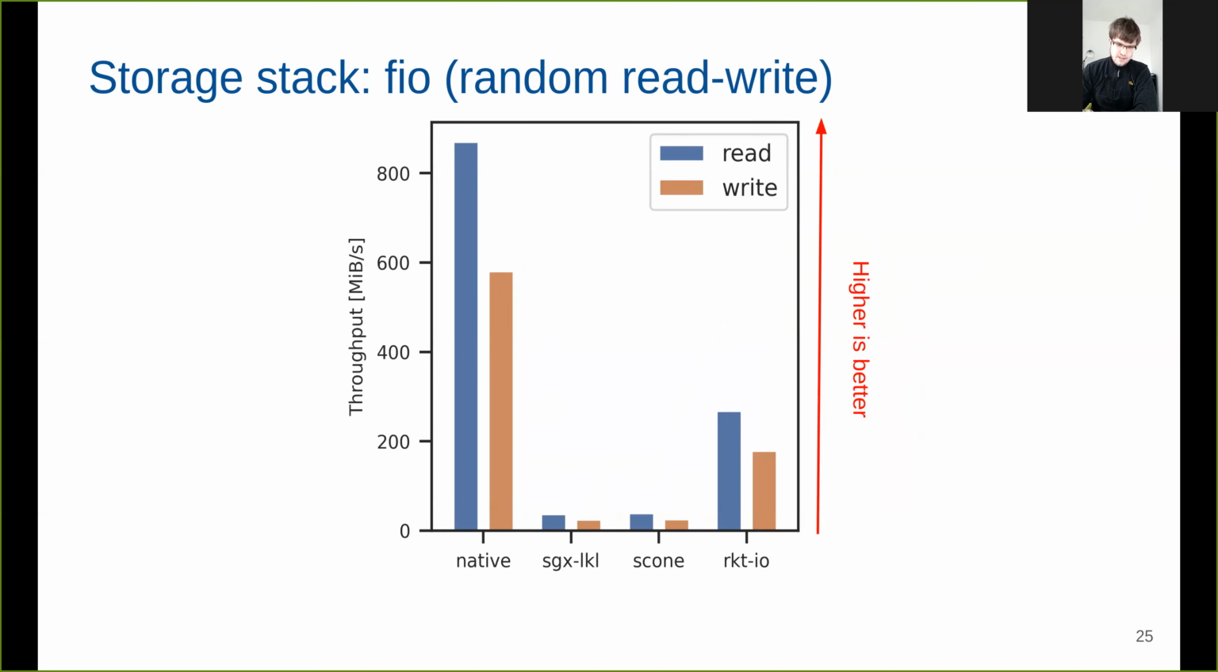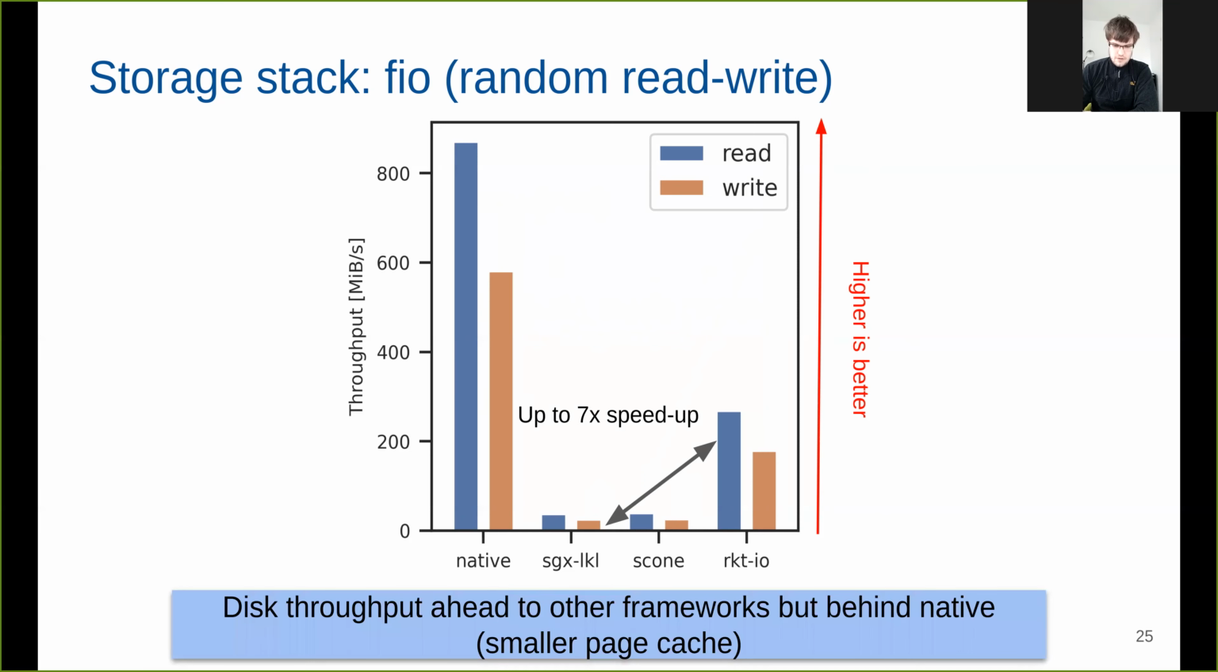Then similarly for the storage stack, here we have FIO performing a random write. On the y-axis, you can see the throughput in megabytes per second, and on the x-axis, you can see the different systems again. Here we also have a 7x speedup over the existing systems. However, there's still a lag behind native. Native, for instance, has a way bigger page cache, while in the current implementation of SGX that we had for evaluation, there's a limitation in how much memory you can allocate within the enclave. So we cannot keep up with native in this case. But this is a limitation that's going to be removed in the future.